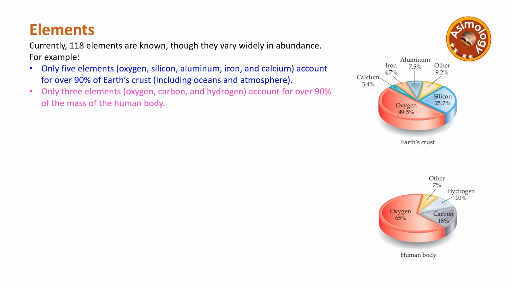Elements. Currently, 118 elements are known, though they vary widely in abundance. For example, only 5 elements, oxygen, silicon, aluminum, iron, and calcium, account for over 90% of Earth's crust, including oceans and atmosphere. Only 3 elements, oxygen, carbon, and hydrogen, account for over 90% of the mass of the human body.